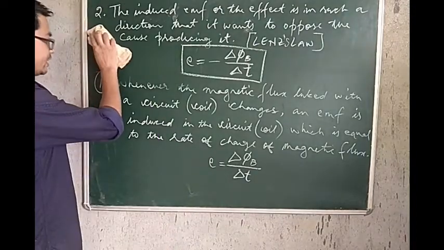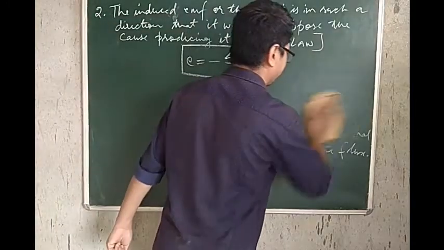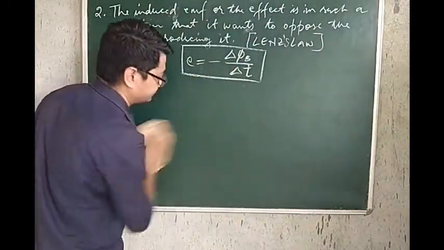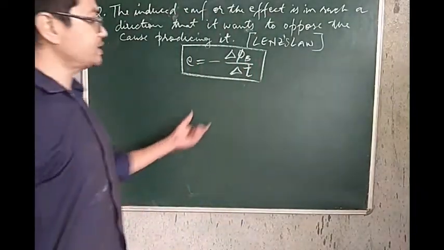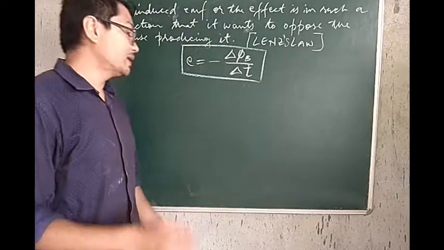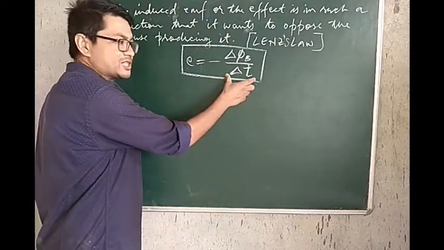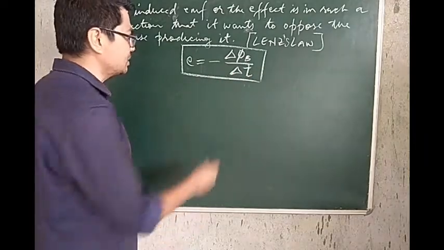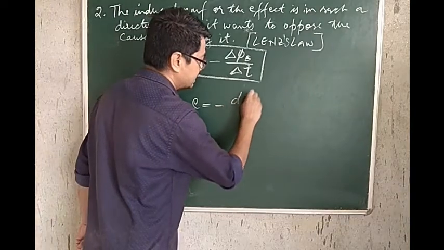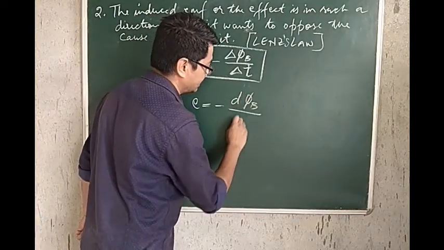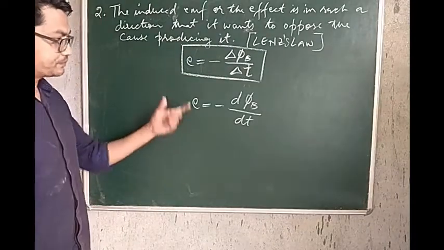So I'm going to erase this. The EMF induced has magnitude this much. By the way, if delta t is very small, then the change in magnetic flux will also be very small. So this very thing can also be written as minus d phi b by dt. Completely skipped my mind.